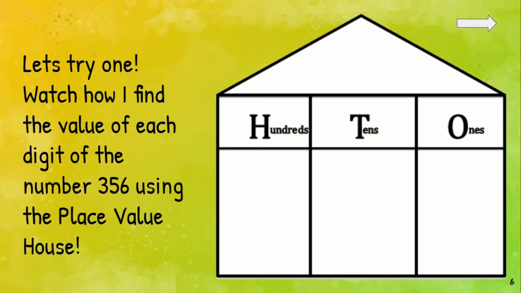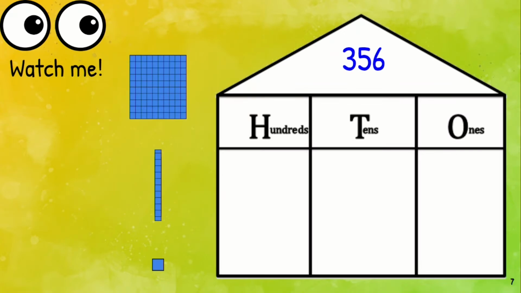We're going to try one. I want you to watch how I find the value of each digit in the number 356 while we use our place value house. You're going to watch how I solve this. The number that we're working with is 356. And so we're going to put 3 in the hundreds place, 5 in the tens place, and 6 in the ones place. I'm going to draw that for you.